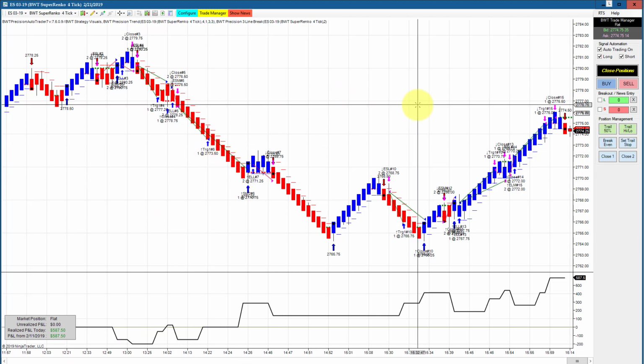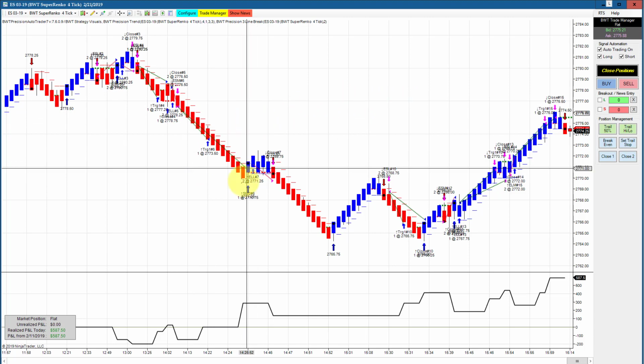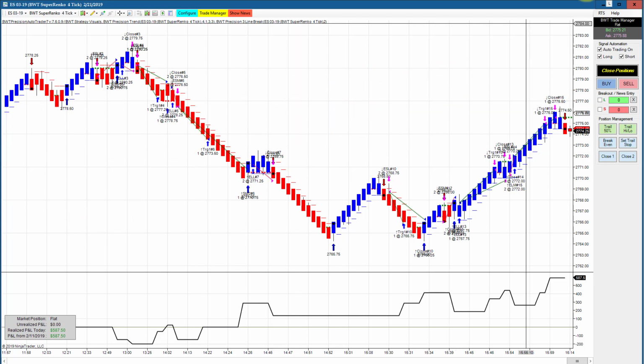The crude oil contract rolled over to the April contract, and so none of my crude oil charts traded today because I hadn't rolled over the contract. So just a reminder to everyone to roll over your crude oil.